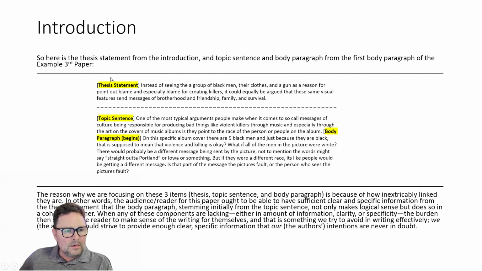Specifically here: thesis, topic sentence, body paragraph. Like we've done before in previous PowerPoint lectures, I'm going to slow down on each one of these, show you some things that are working, and also some places and ways it could be developed further. What I'm hoping you'll do is take that and apply it to your own writing.